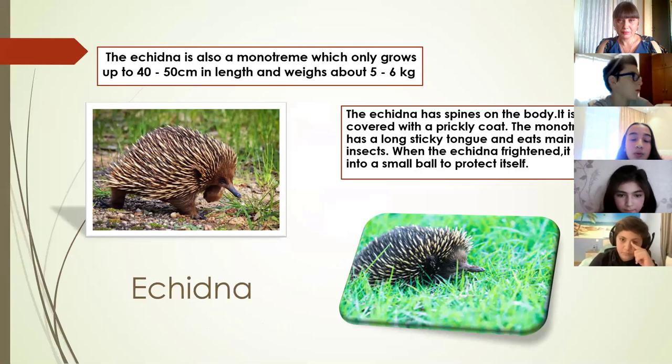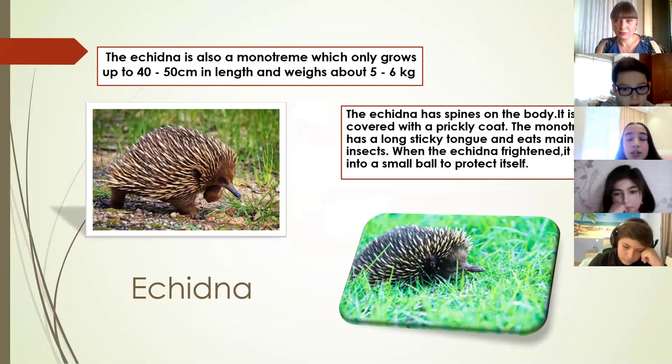Echidna. The echidna is also a monotreme, which only grows up to 50 centimeters in length and weighs about 5-6 kilograms. The echidna has spines on the body. It is covered with a prickly coat. The monotreme has a long sticky tongue and eats mainly insects. When the echidna is frightened, it rolls into a small ball to protect itself.